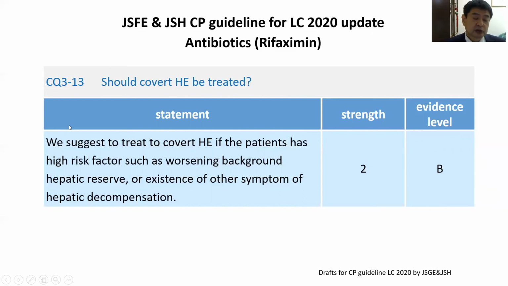So, as in most other guidelines, our statement is that we suggest treating covert HE if the patient has high risk factors, such as worsening background hepatic reserve or the existence of other symptoms of hepatic decompensation. Of course, since the evidence is not strong, the recommendation strength is 2, and the evidence level is B. So this could be answered by future research.